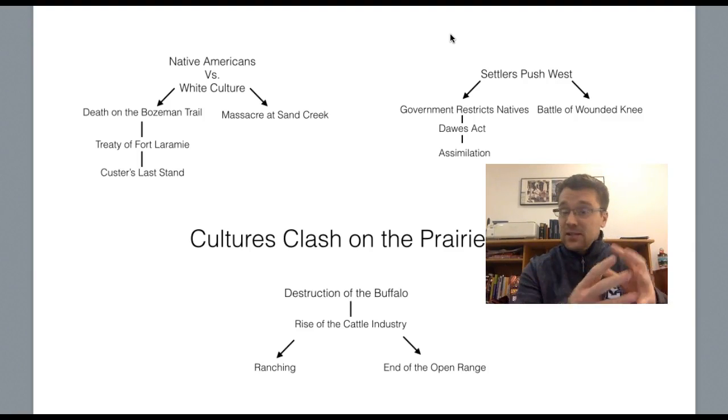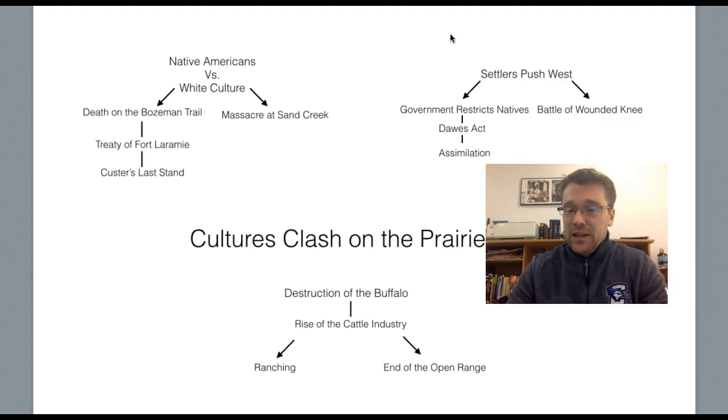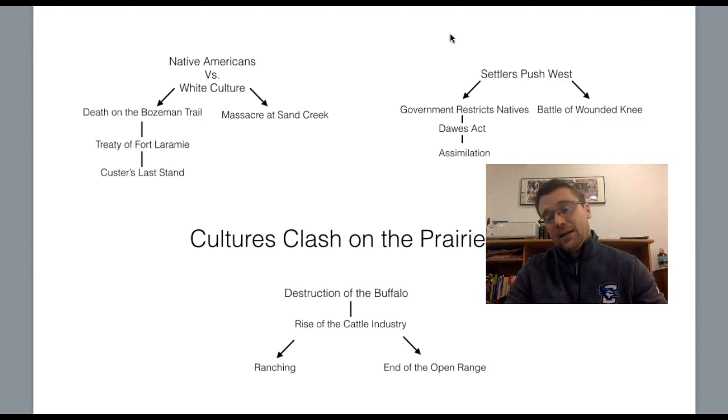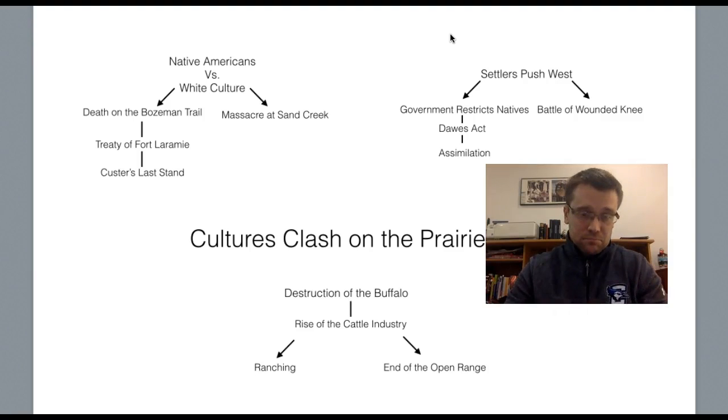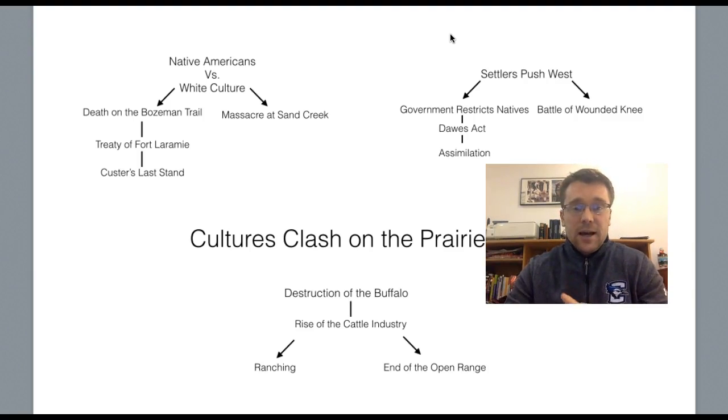Because the buffalo is so essential, and the buffalo is an animal that roams, most of the Native Americans on the plains, most of those tribes tended to be nomadic, which means they followed the buffalo. They didn't have a permanent settlement, like Native American groups back east. So because they're nomadic, this oftentimes brought them into conflict with white settlers, as well as other Native American groups on the plains.